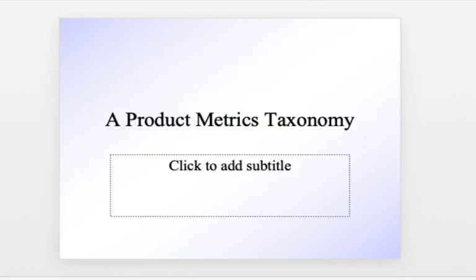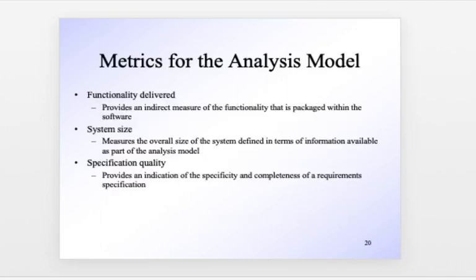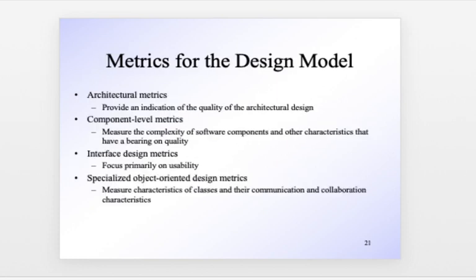So we move on to what is called the product metrics taxonomy. We have metrics for the analysis model, the design model, coding, testing, and maintenance. When you look at metrics for the analysis model, we have metrics based on functionality delivered, system size, and specification quality. For the design model, we have architectural metrics, component level metrics, interface design metrics, and specialized OOD metrics.